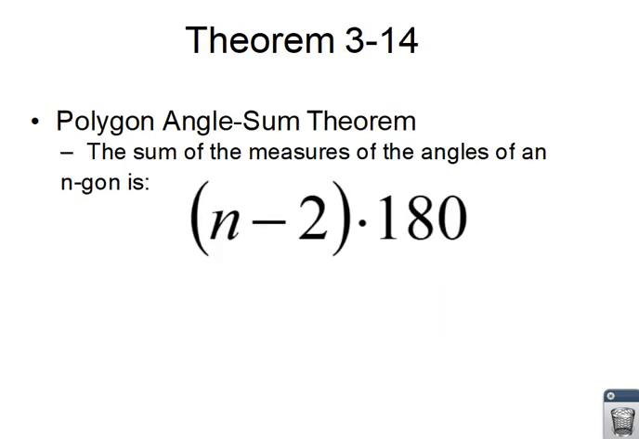Alright, a theorem that you're going to need, the Polygon Angle Sum Theorem. The sum of the measures of the angles of an n-gon, n being the number of sides, so it depends on how many sides of the polygon you have, is n minus 2 times 180. So number of sides minus 2 times 180 gives you the sum. Now if you were going to find one angle there, you would divide by the number of sides, and that would give you each angle in the polygon.